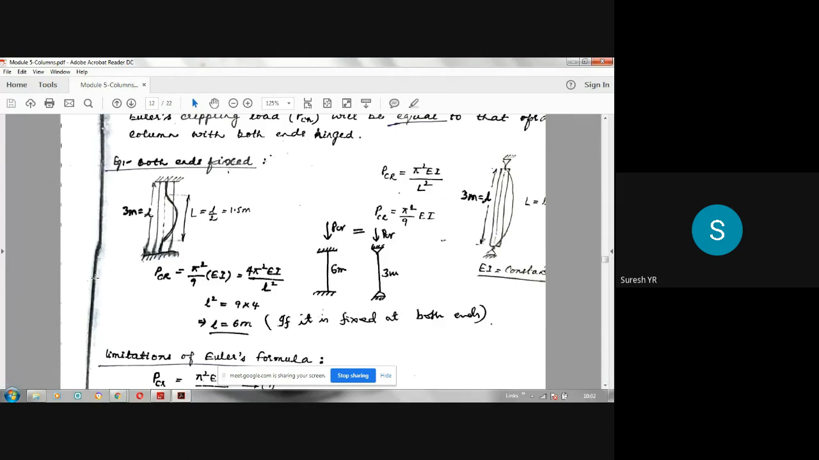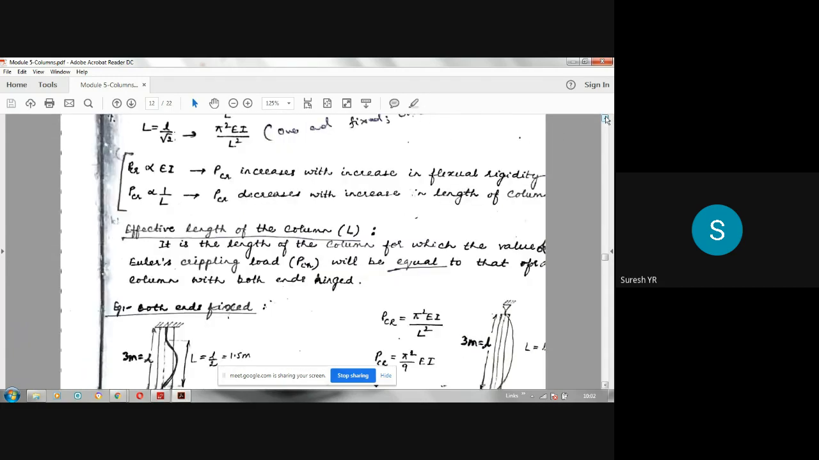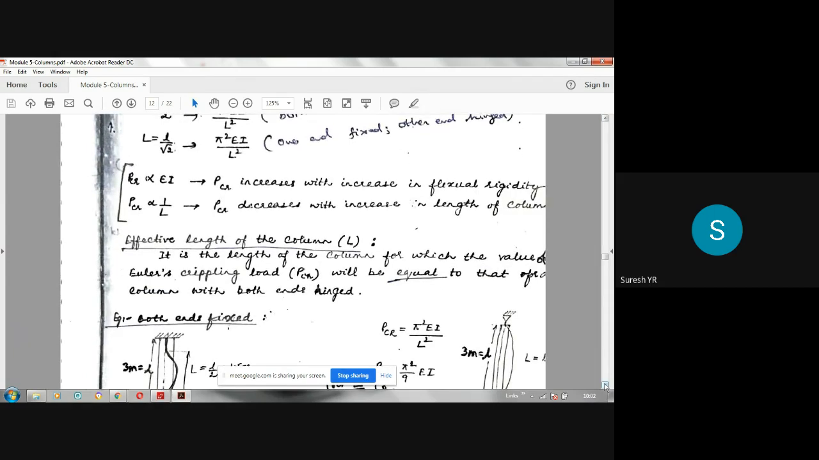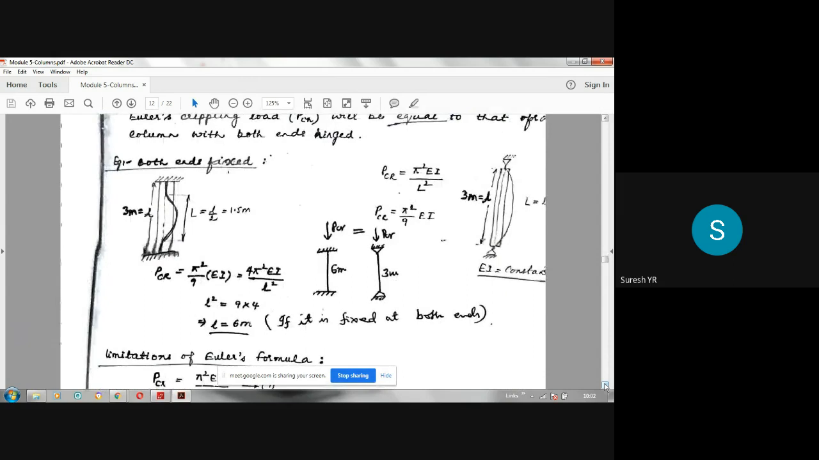And in the last case, if one end is fixed and the other end is hinged, then we have seen that capital L is L by root 2. L by root 2, that means 3 divided by root 2. So if you calculate that value we have to take it as the effective length capital L, and put that value in the Euler's formula to get the crippling load.